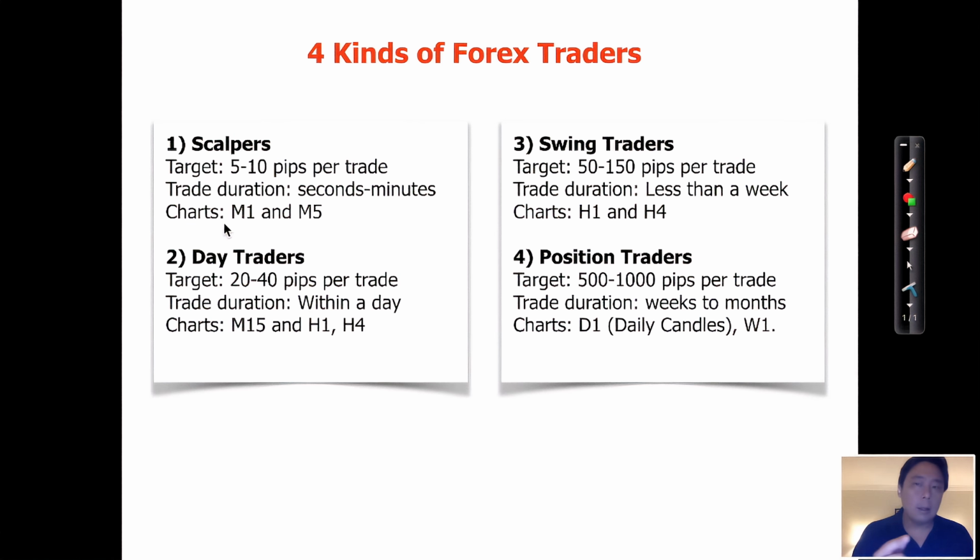So they buy, boom, they sell, all right? And they just target 5 to 10 pips. They're out of the trade. And they look at 1-minute and 5-minute candles, all right? So again, you've got successful traders in all four categories.